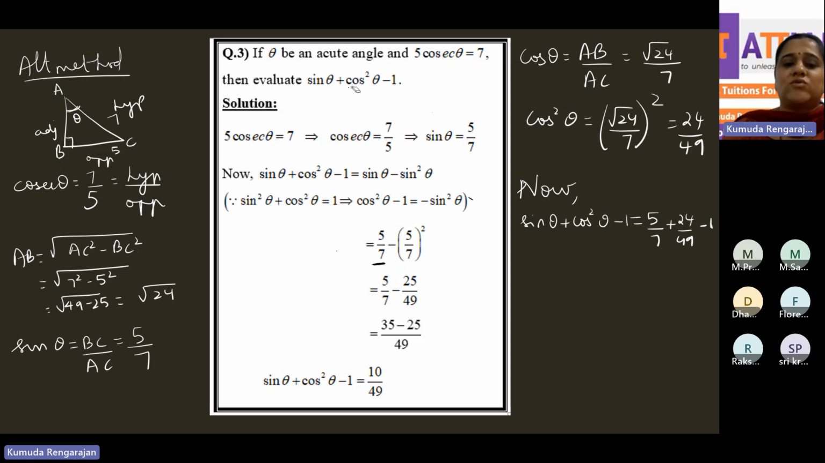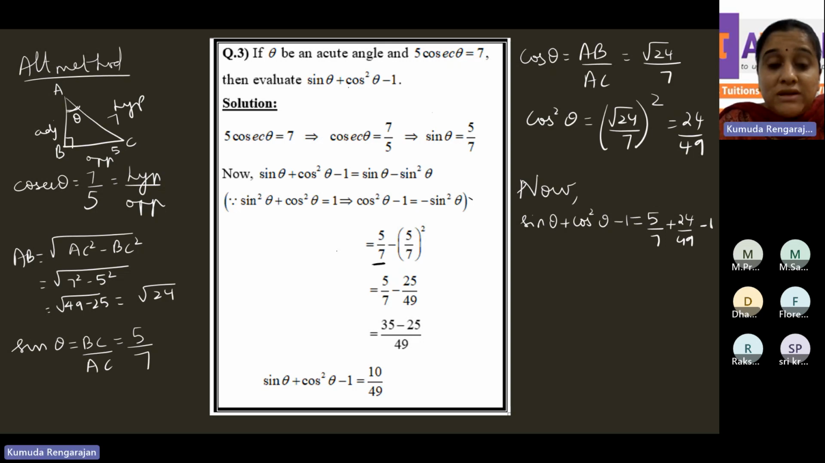How will you find the value of cos square theta? Cos square theta is 1 minus sine square theta. So 1 minus 25 by 49. Find the value of cos square theta and substitute that. Understood what I'm saying? No, right? And Arjun? Yes or no?